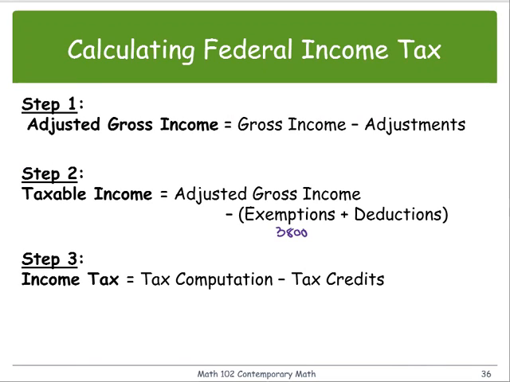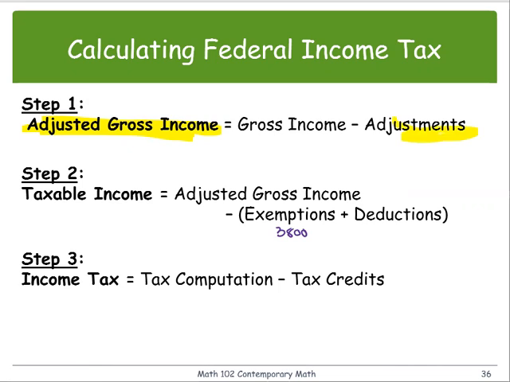Calculating federal income tax. There are 3 steps. The first step is to compute adjusted gross income. We're going to subtract the adjustments from the gross income. The gross income is all income for the year, including wages, tips, earnings from investments, and unemployment compensation. The adjustments include payments to tax deferred savings plans.